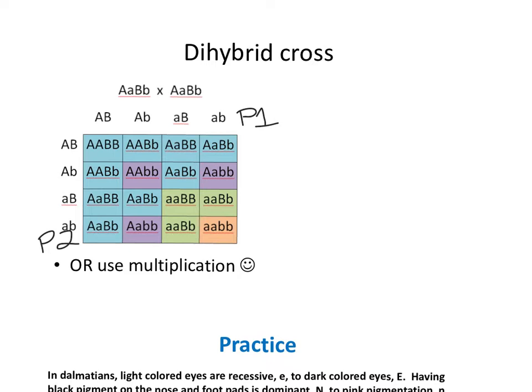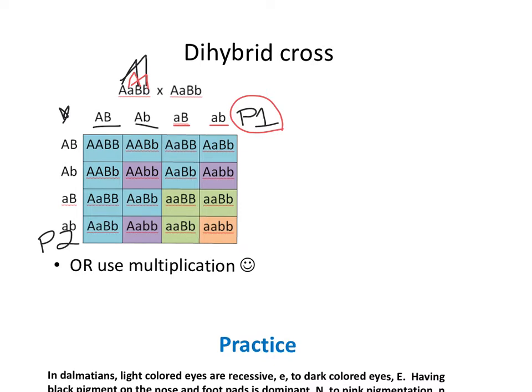So in order to find these letters up at the top, I look at parent number 1. Parent number 1 has to give an A and a B to the offspring. So that parent could give big A, big B, which is there. That parent could give big A, little b, which is here. That parent could give little a, big B, which is here. Or little a, little b, which is here. So I have my 4 possible combinations from parent 1 across the top.